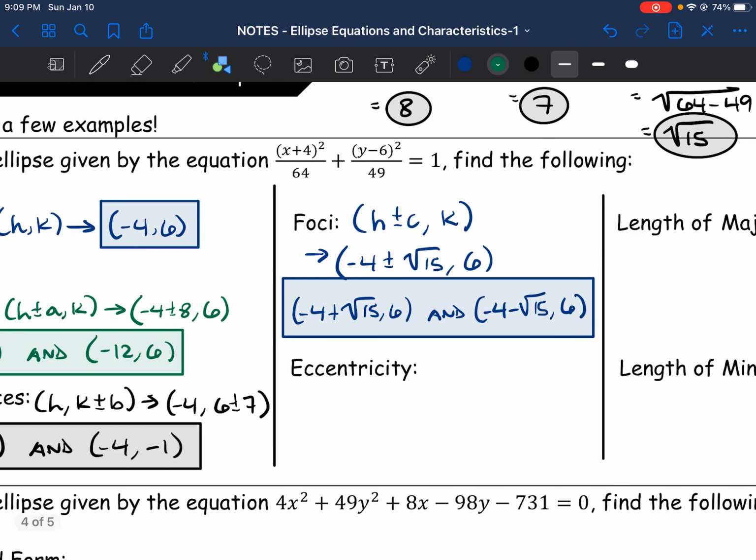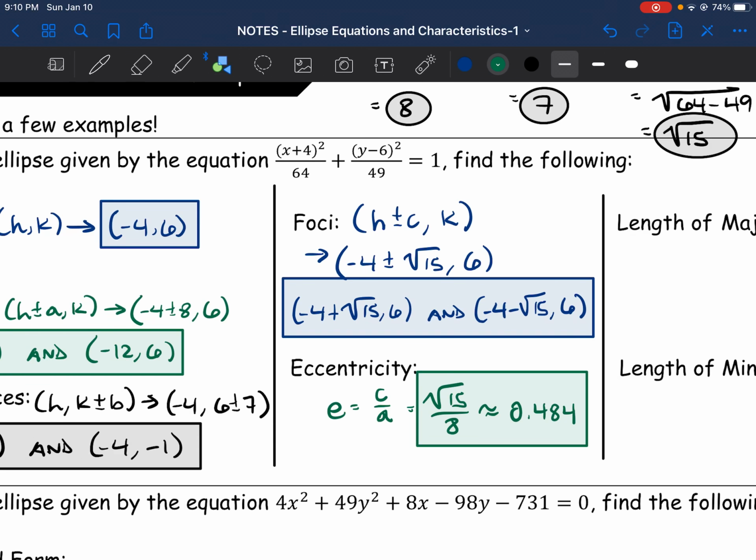Now let's look at eccentricity. Again, a measure of how circular or non-circular something is. So eccentricity is given by the equation e is equal to c divided by a. We know c is the square root of 15. We know a is 8. And let's turn this into a decimal, because we looked at eccentricity as a range between 0 and 1. Well, square root of 15 divided by 8, if you plug it into a calculator, is about 0.484.